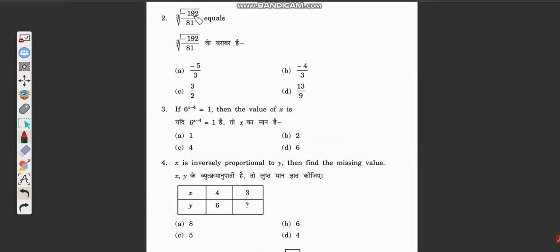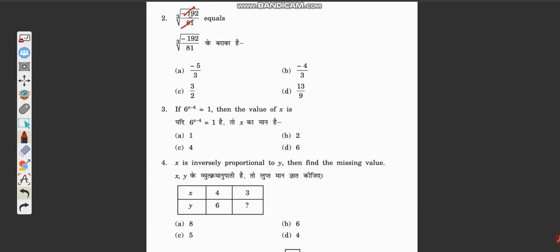Cube root of minus 192 by 81. First of all, it's a cube root. So we need to check whether the given numbers are perfect cubes or not. 192, not a perfect cube. 81, it is not a perfect cube. So immediately we come to know that we need to cancel these two terms.